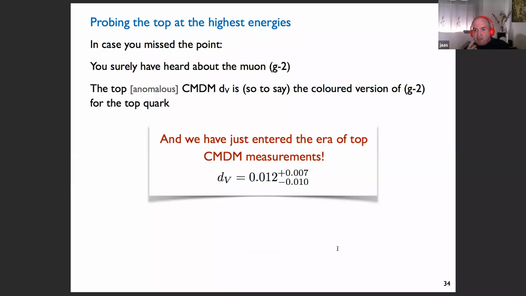In case you miss the point I want to make, surely you have heard about g-2 of the muon, and you are eagerly expecting April 7th to see what the measurement is. Well, this top chromomagnetic dipole moment is, so to say, the colored version of the g-2 for a top quark. And the good news is that we have just entered the era of the top chromomagnetic dipole moment measurement, with a measurement by CMS giving this result.